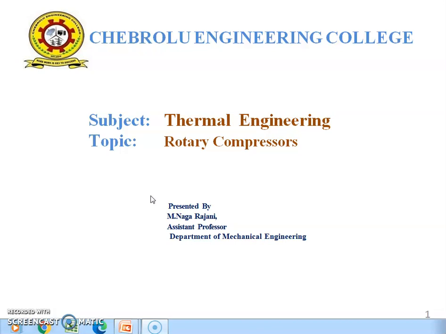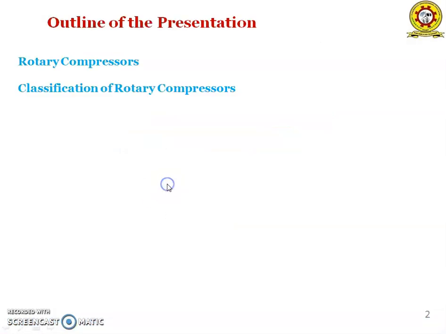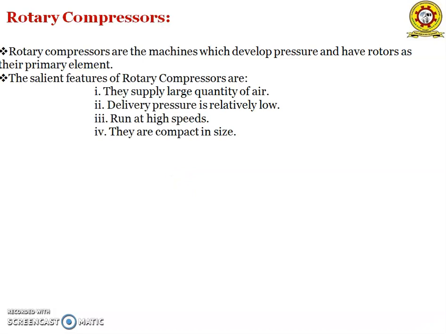I am dealing with the subject thermal engineering. The topic is rotary compressors. The outline of my presentation is rotary compressors, classification of rotary compressors, and construction and working of the rotary compressors. First, the definition of the rotary compressors.